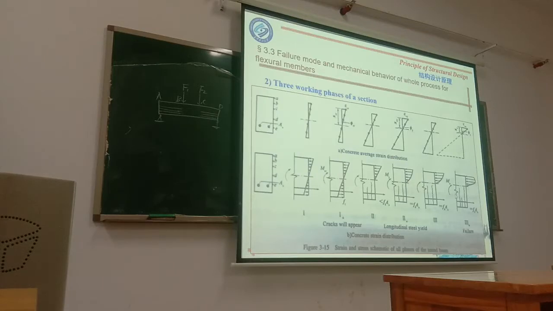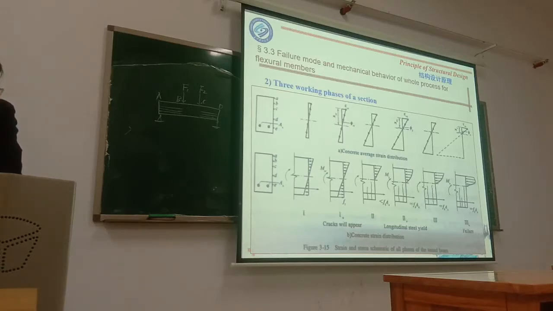And then with the load increase, what's the difference between the end of phase 2 and the beginning of phase 3? Yeah, the load has become more, so the stress is also rising. So which stress? Tensile stress or compression stress? Compressive stress. Yeah, the compressive stress.